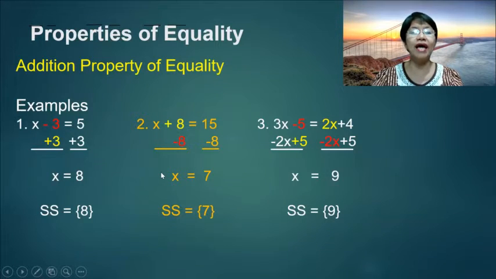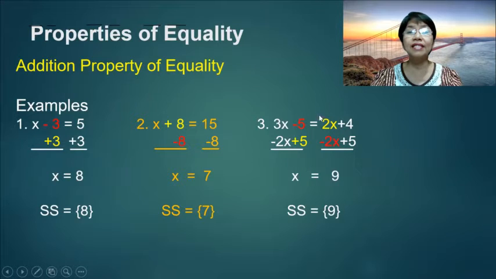And so we have x is equal to 15 minus 8, which equals 7. Solution set, x equals 7. And number 3, 3x minus 5 is equal to 2x plus 4.